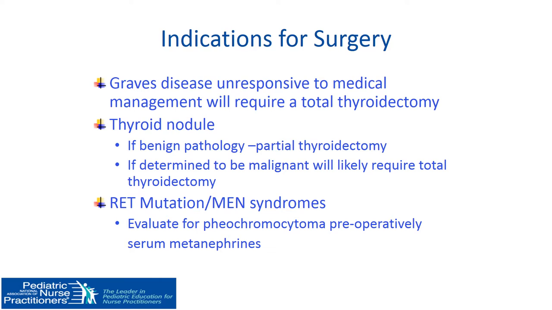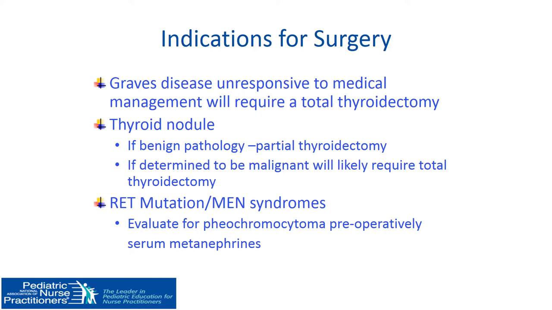In the RET mutations, MEN syndrome, we spoke about pheochromocytoma in MEN2A and 2B. Those are tumors that are unrelated to the thyroid, but they're usually in the abdomen, and they secrete catecholamines. So when you take these kids who have these MEN mutations to the OR, you want to make sure that they don't have a pheochromocytoma that we don't know about, because they can be problematic, with cardiac manifestations. They can have hypertension, tachycardia, and it can be a real problem in the OR.